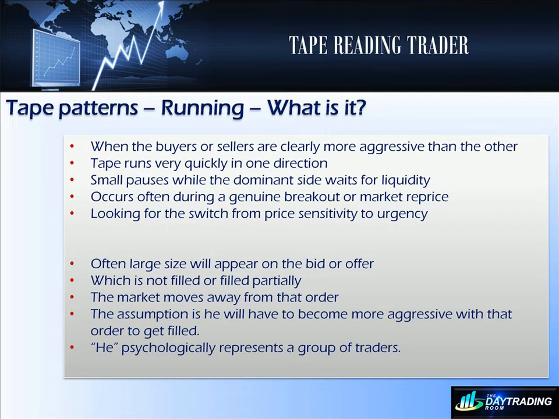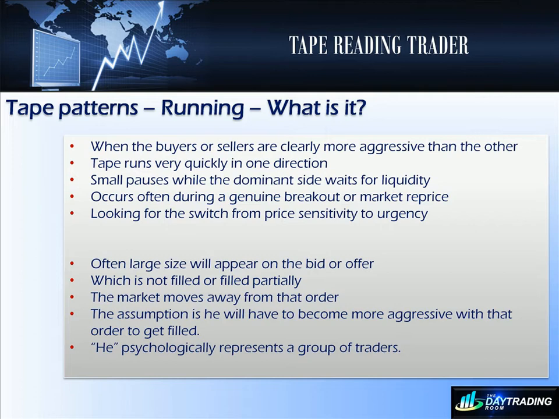So really, when we're looking at running, we're looking for the switch from price sensitivity to urgency. And what do I mean by that? Well, under normal market conditions, people will be putting in limit orders. They'll be trying to get a certain price within reason. They may stick to one price, or to a small selection of prices across several ticks. And we're looking for the switch from that price sensitivity to complete urgency, where they go from "I'm looking for a specific price" to "I just want to get in or get out, whatever it costs me."